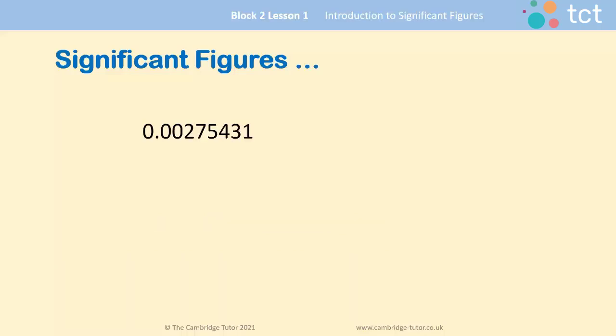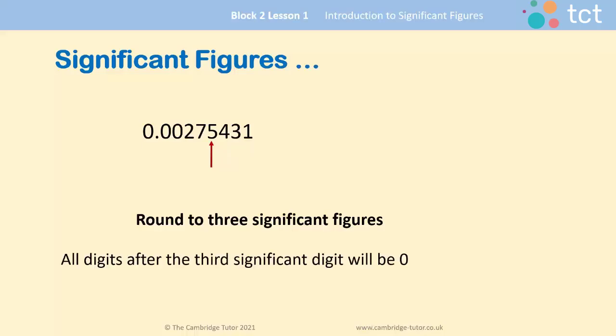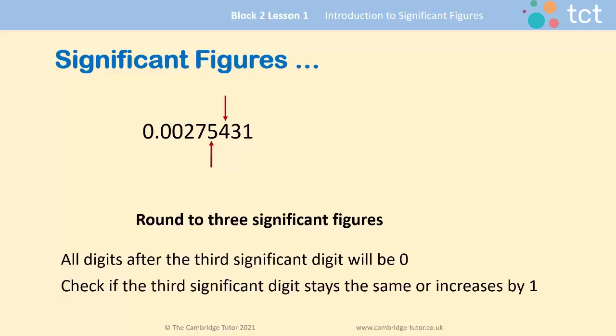This time we have much smaller numbers. There are several decimal places. If we were to round this number to 3 significant figures, we do exactly the same thing. We find the first digit that isn't a 0, and that's the 2, which is 2 thousandths. The 7 is the second significant digit, and 5 is the third. We get rid of all the rest, but before we do that, just check that fourth digit. Because that's a 4, the 5 will stay the same.